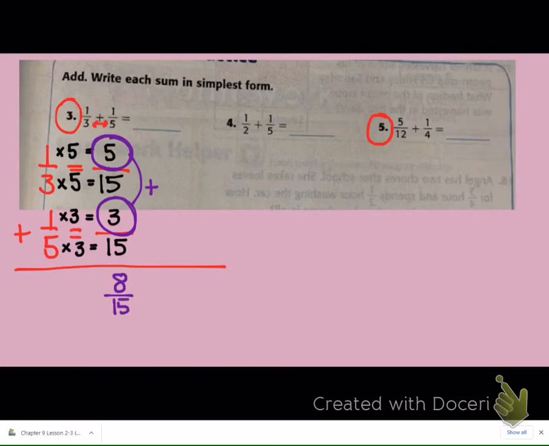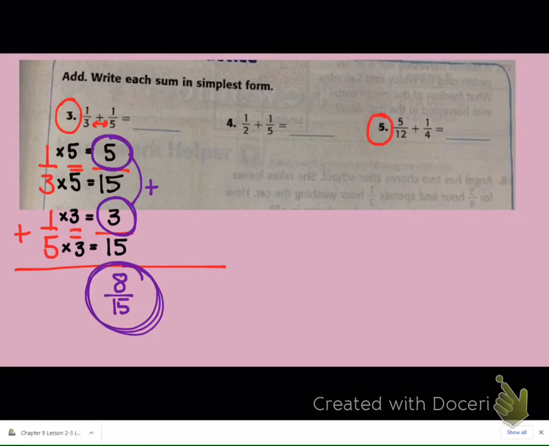Can I simplify 8/15? Well, the factors of 8 are 1, 2, 4, and 8. None of those go into 15, so it is already in the simplest form. 8/15. So we got that one right.